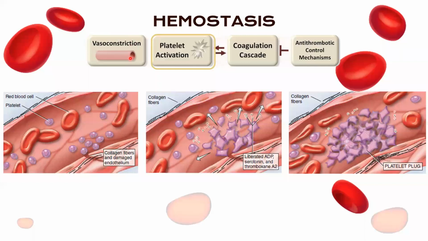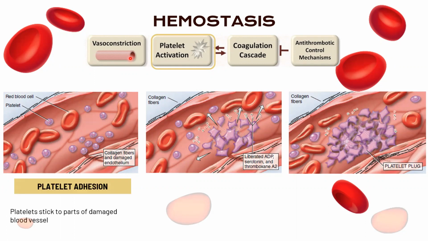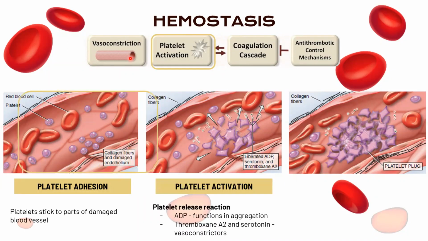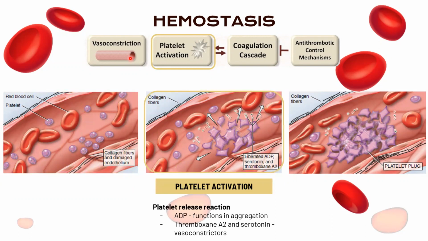Vasoconstriction happens, and then there would be platelet activation. Platelet adhesion happens when platelets stick to parts of the damaged blood vessel. Platelet activation happens when platelets undergo a release reaction through your ADP or adenosine diphosphate, which functions in aggregation, and thromboxane A2 and serotonin, which act as vasoconstrictors.